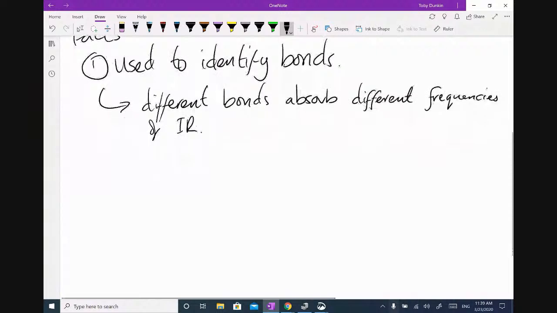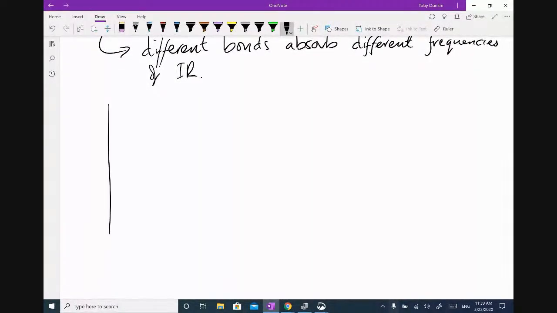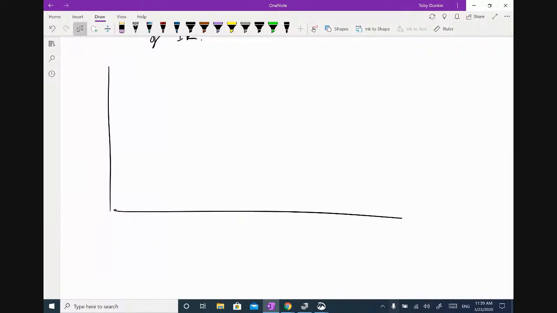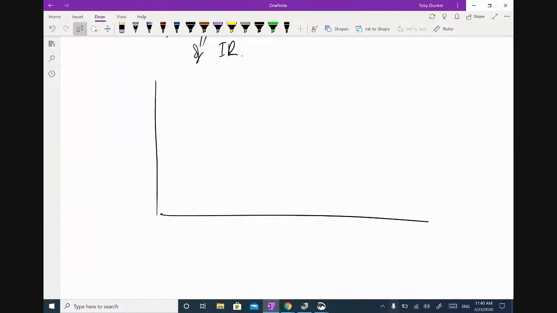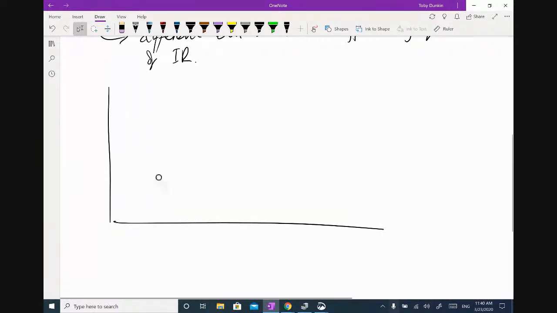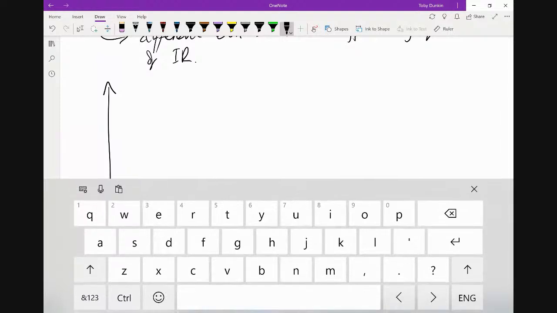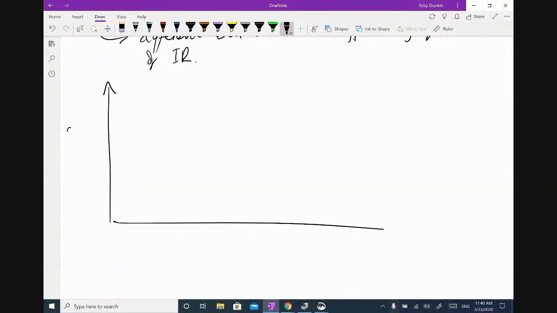Now, I'm just going to quickly mention the graphs at this point. So a graph appears. And the rather funny thing about this graph is that the y-axis is actually percentage transmittance. Now that's rather odd.